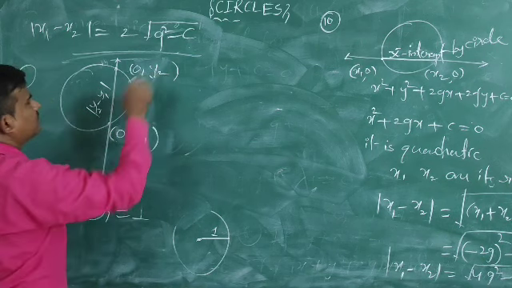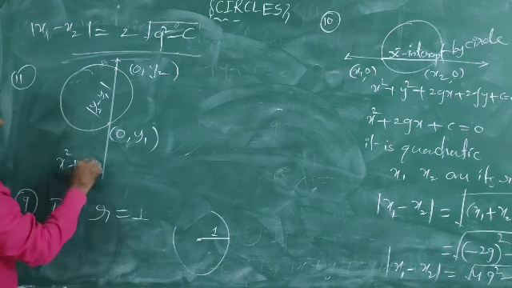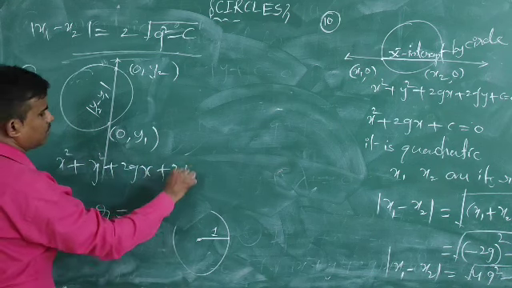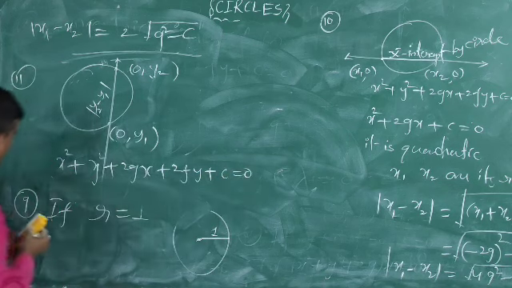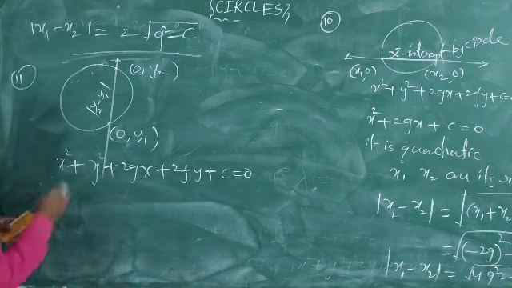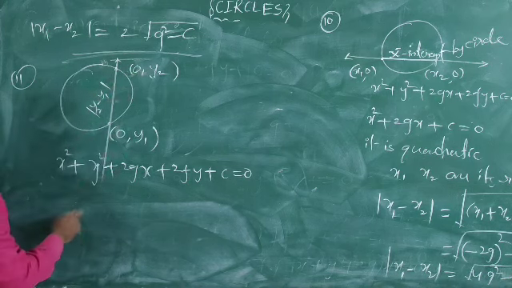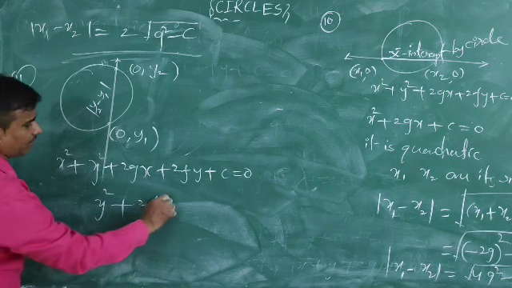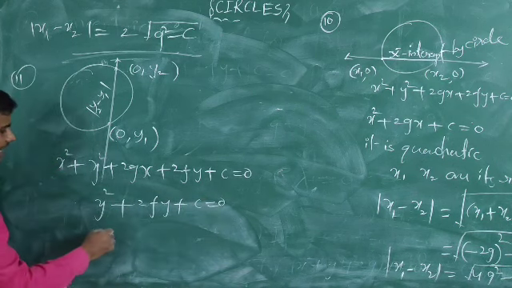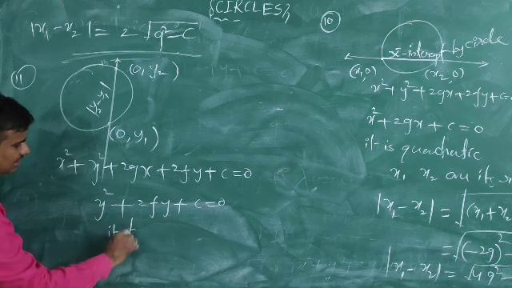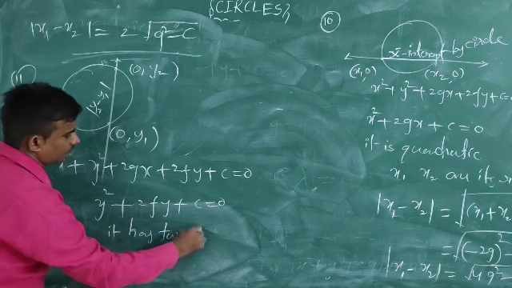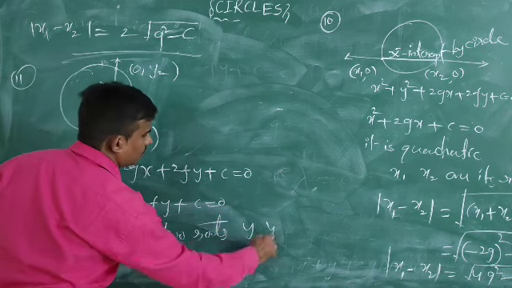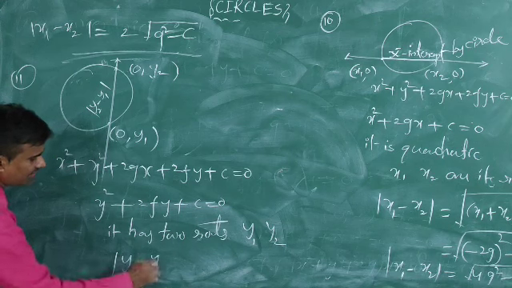So the points in the form of 0 comma y lie on x square plus y square plus 2gx plus 2fy plus c equal 0. If you substitute 0 comma y in it to get these two, y1 and y2, substituting 0 in place of x, it remains y square plus 2fy plus c equal 0. It is also a quadratic equation. It has two roots, named y1, y2. Then we need the modulus of y1 minus y2.